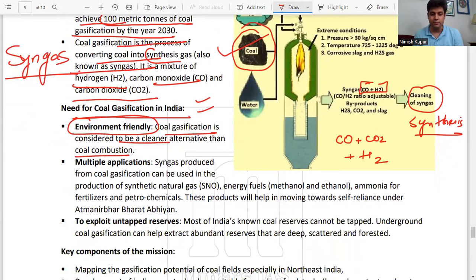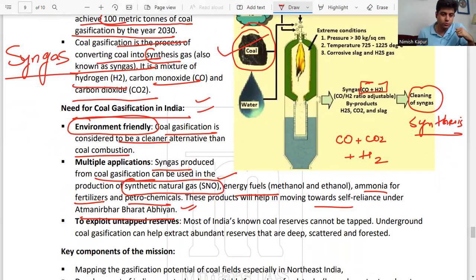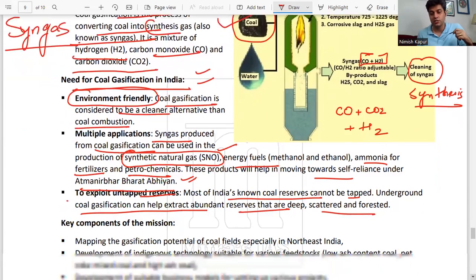Second, it has multiple applications. Syngas produced from coal gasification can be used in the production of synthetic natural gas, energy fuels, methanol and ethanol, ammonia for fertilizers, and petrochemicals, right? These products will help in moving towards self-reliance under the Atmanirbhar Bharat Abhiyan. Third, to exploit untapped reserves: most of India's coal reserves cannot be tapped. Underground coal gasification can help extract abundant reserves that are deep, scattered, and forested.